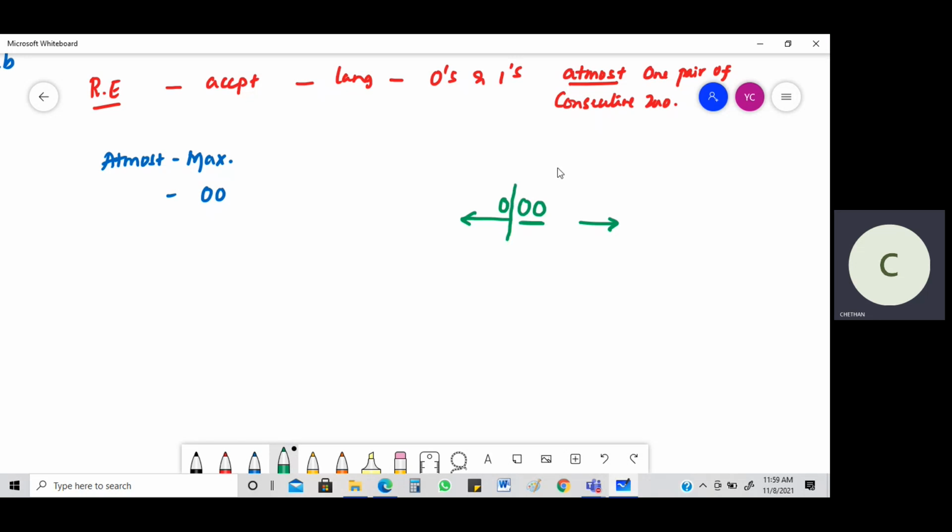They're very clearly saying that it has to be two consecutive zeros. Okay, one pair means two consecutive zeros. So you should not put a zero here. Can I put a zero right here? No, here also I cannot put. Okay, so what is the way of doing it?